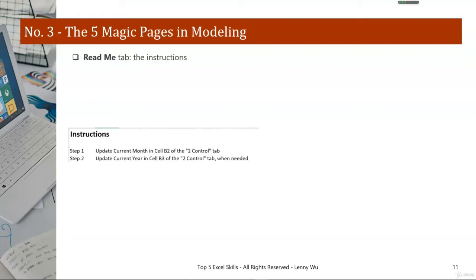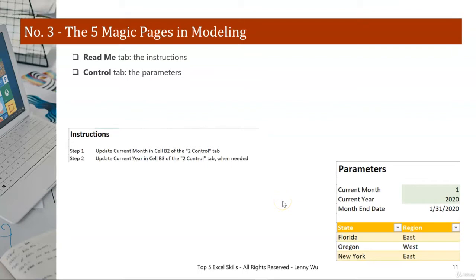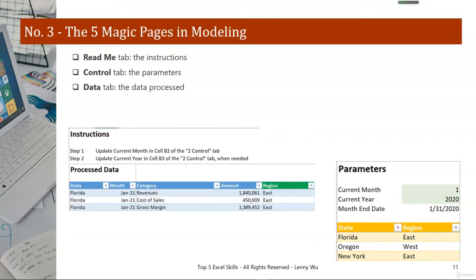First, the README tab. This is the tab where you provide instructions on how to use your model. Second, the Control tab. This is where you put all your assumptions for the model on this page. Third, the Data tab, or the data that you processed before you feed them into the pivot table or dashboard.